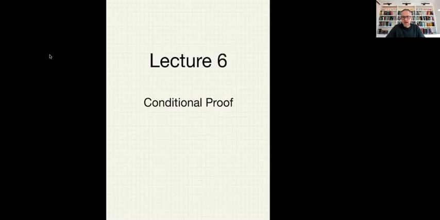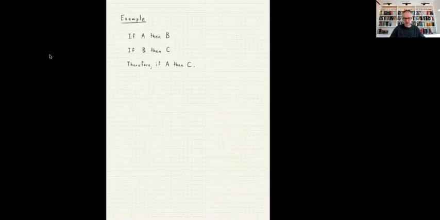Now, it turns out that the rules of deduction by themselves are not enough. There are things that you can prove that you can't prove with all the rules of deduction. So today we need to introduce not just a new rule, but a new kind of rule. And this definitely does take us up a level of sophistication. So this will be a little bit tricky, and we'll cover just one rule today. We'll cover conditional proof.